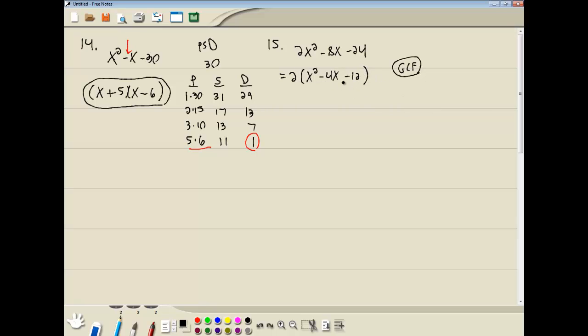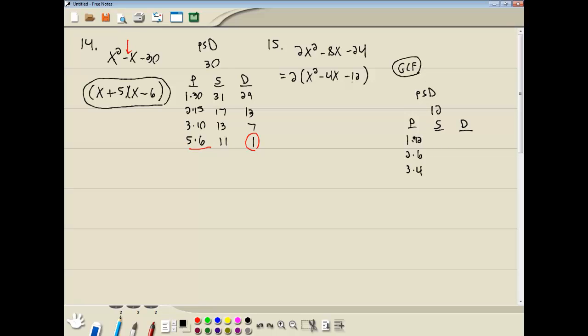Now look at what's inside the parentheses. We got 3 terms. X squared, x, no number in front of x squared. That tells us PSD. Now PSD, we take the number at the end, the 12, ignoring signs, and come up with our columns. So I'm going to write down all products that give me 12. I got 1 times 12, 2 times 6, 3 times 4.